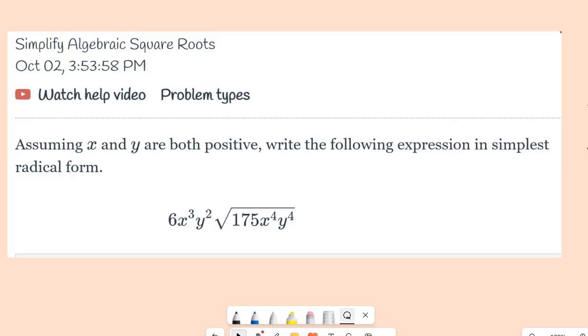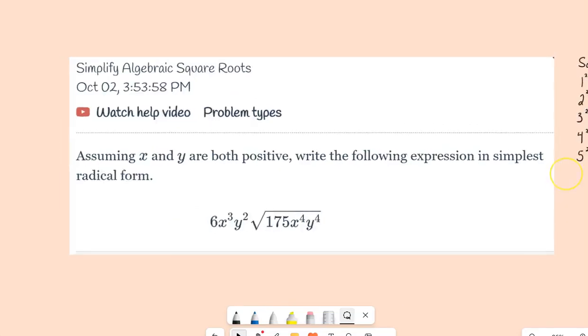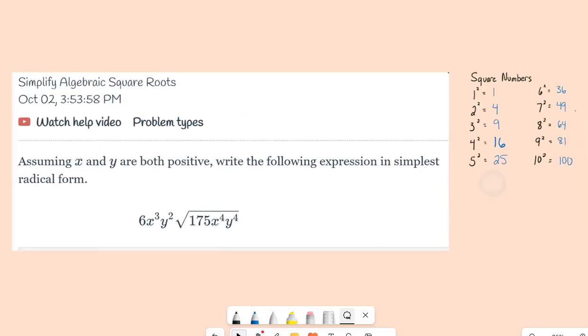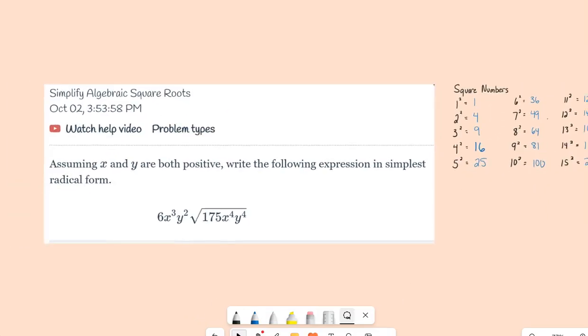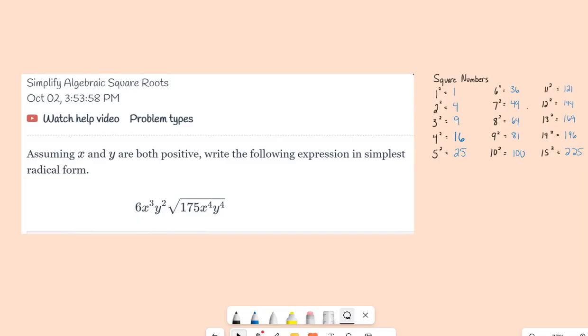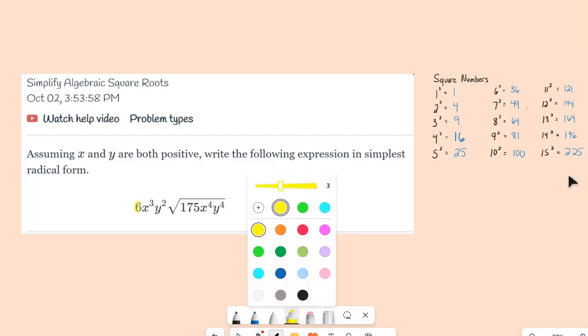Simplifying algebraic square roots just combines the two things that we just did. We're going to break out the square numbers again, just so we have that. Before we really get to solving the radical, let's just copy down our values outside. We've got a 6, and I want to treat these as distinct from one another. So we got 6, then we got x to the third, and then we've got y squared.